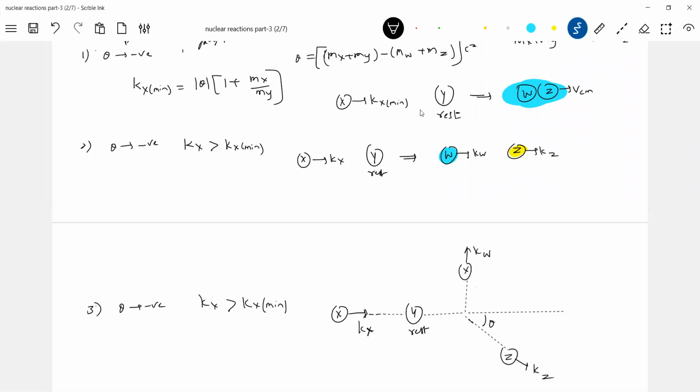The equation will come like this, Kx plus Q. You are going to substitute Q with sign. Q negative, put sign that one. That should be equal to Kw plus Kz. Then apply conservation of linear momentum, two unknowns, two equations you can solve. Then conservation of energy.